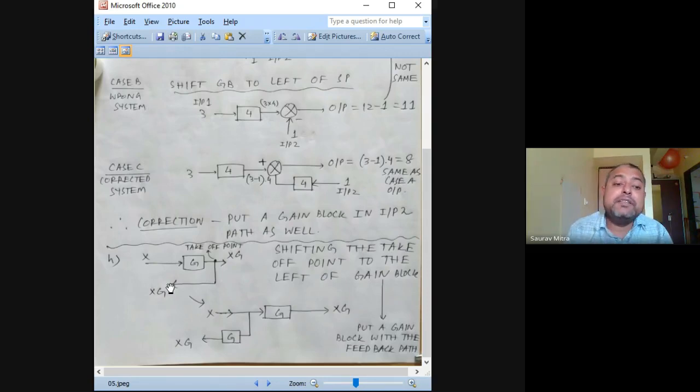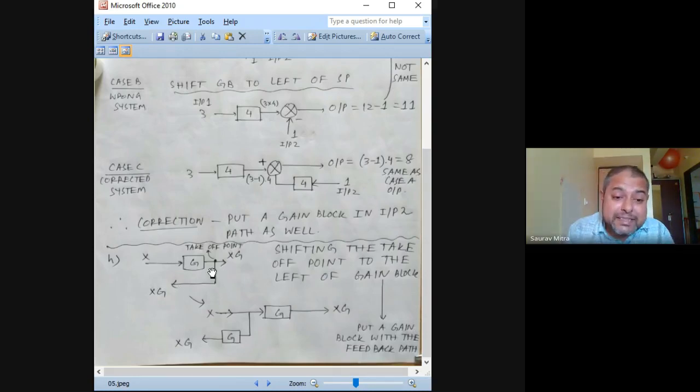Now if you are shifting this takeoff point before the gain block, like as it is shown here, this input is now taken before the gain block. What happens? If you are giving this input x, the output is xg, and this takeoff point is also getting the output as xg. That means the xg signal is propagated back.